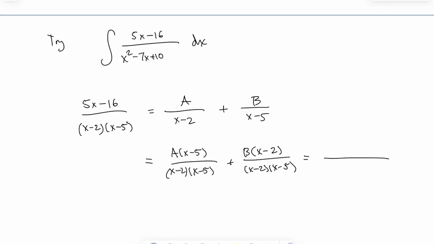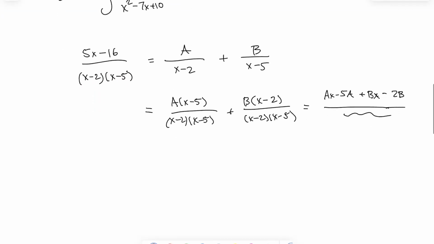And those numerators, I will distribute the a's and the b's. So it'll say ax minus 5a plus bx minus 2b over that same stuff. All right, the denominator is not really very important because, remember, we are going to equate this numerator at the end with the original numerator that we started with. So it'll say 5x minus 16 equals all of that business over here.